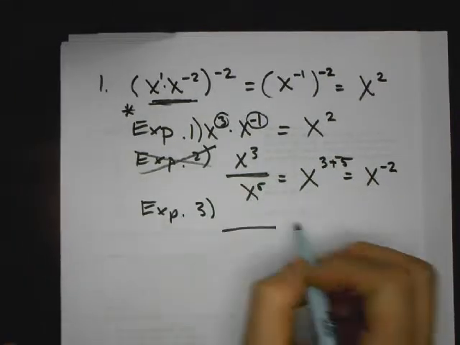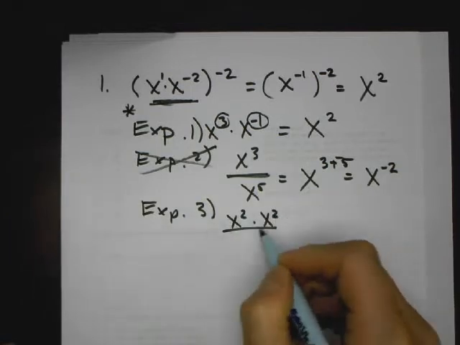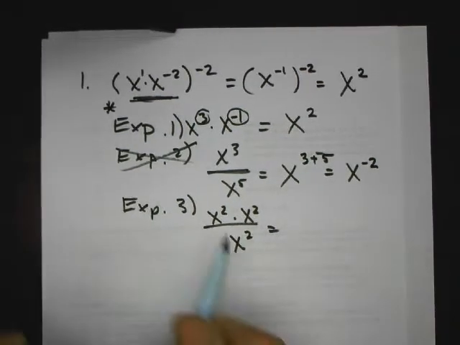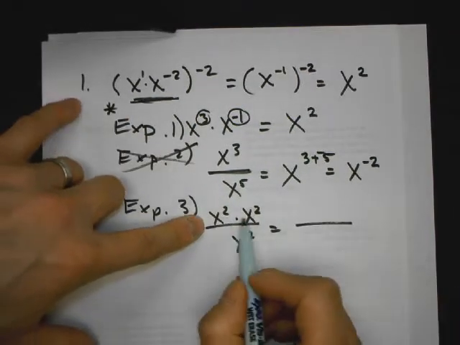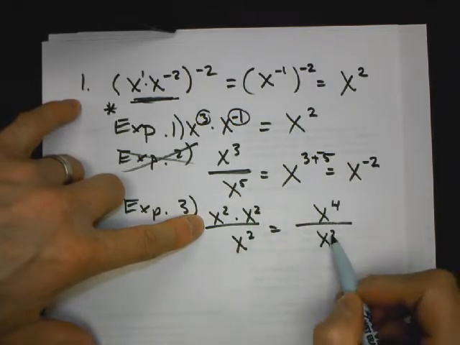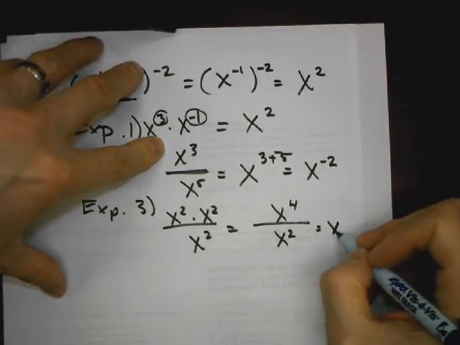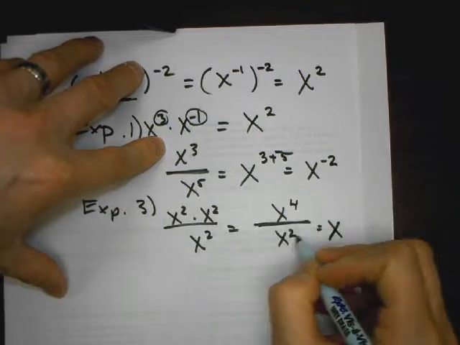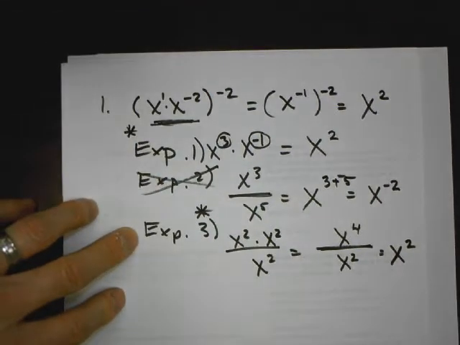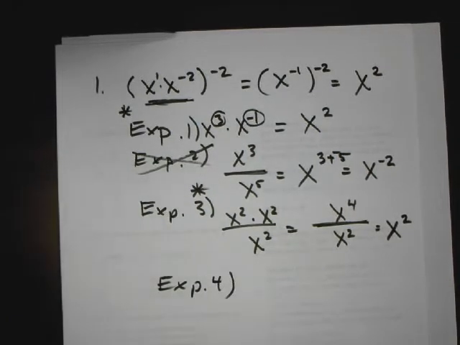Expression 3 has x squared times x squared over x to the second power. So just like I did here, I do that addition part first. I do x to the 2 plus 2 is 4. And now I do this problem, where I copy the base and subtract top exponent minus bottom exponent. So expression 3 is equivalent to our original problem, and we need to test expression 4 now.